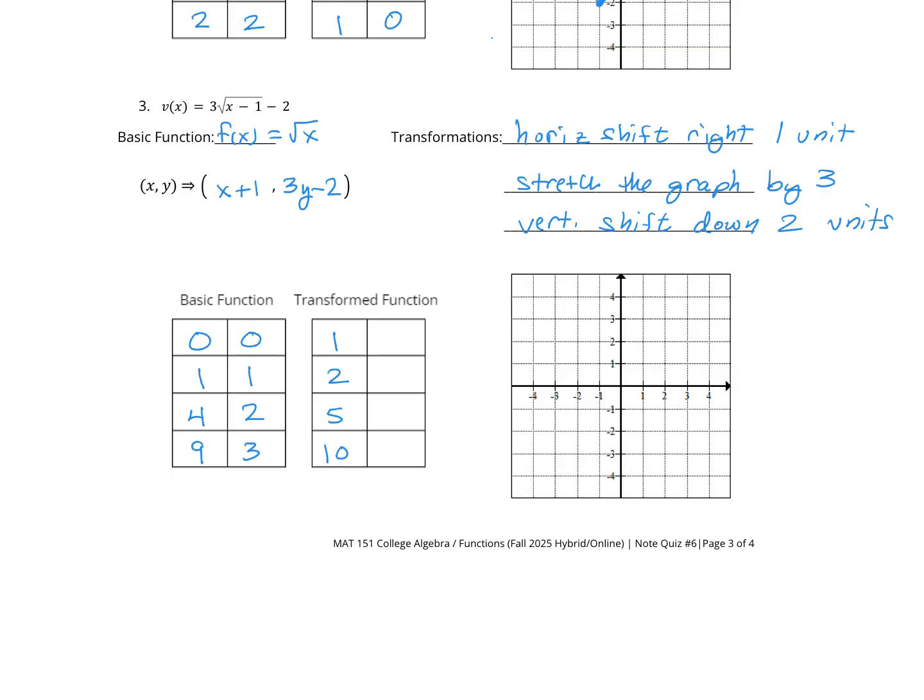So if you take 3 times 0 and subtract 2, that's just going to be a negative 2. If you take a 3 times 1 and subtract 2, that's just a positive 1. 3 times 2 is 6. Take away 2 is 4. And then 3 times 3 is 9. Take away 2 is 7.